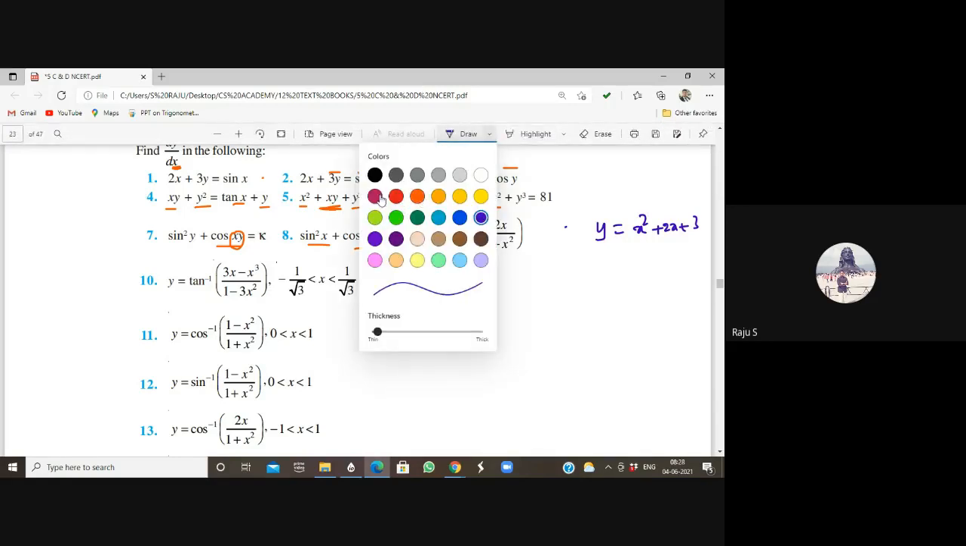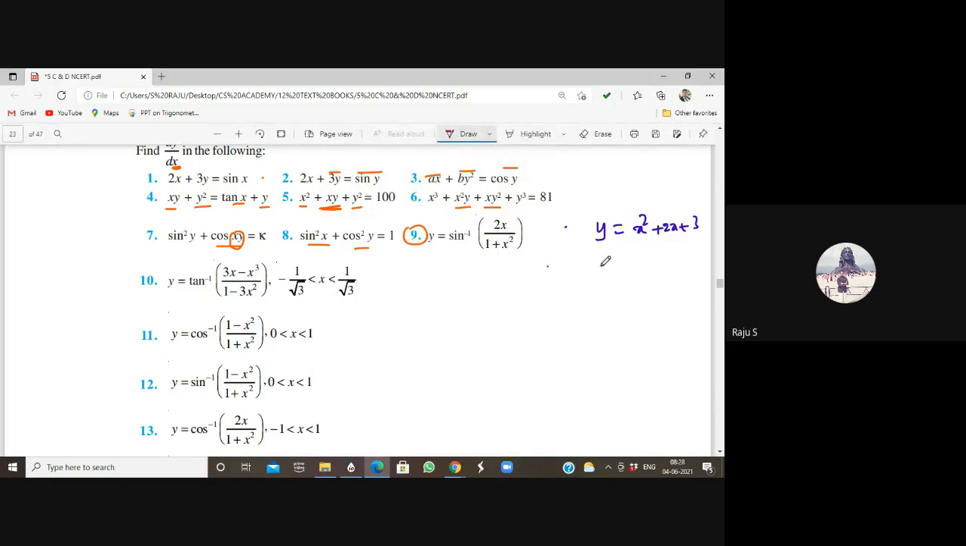Yes. This is in the form of y is equal to f of x. Y we express in terms of x. Y is a function in terms of x. So this is an explicit function. Okay, this is an explicit function, and now the implicit function.